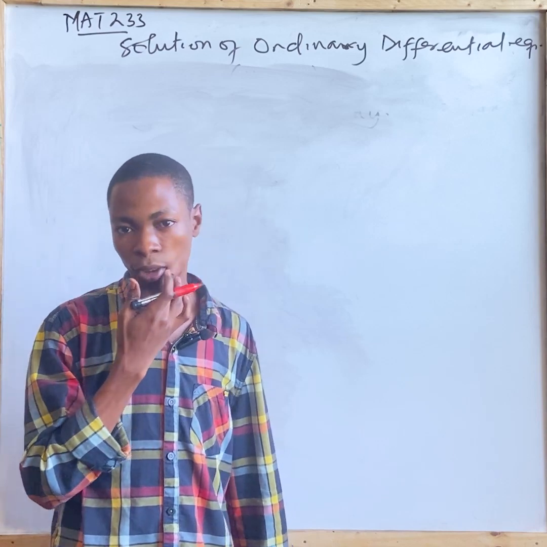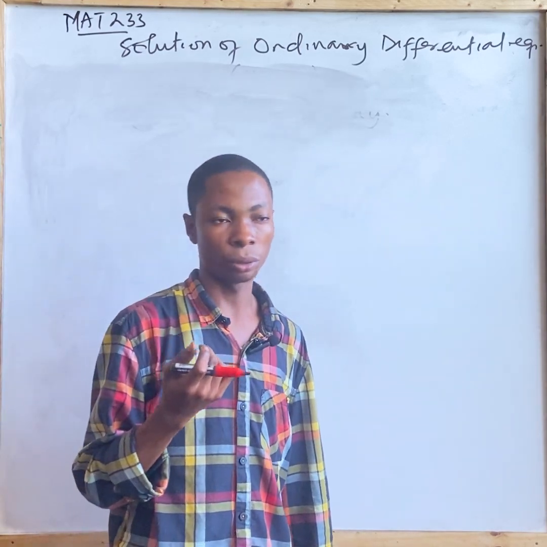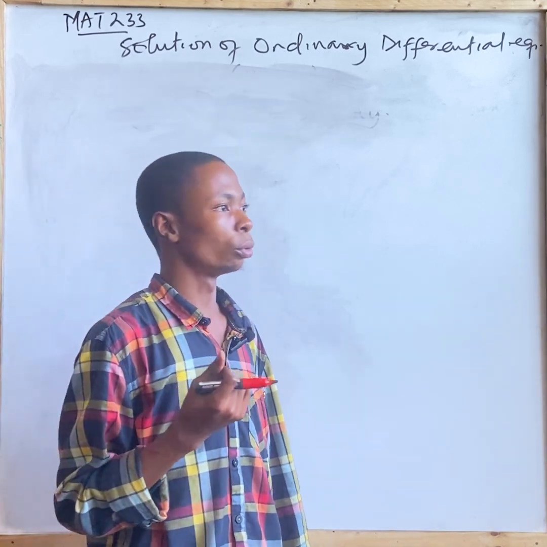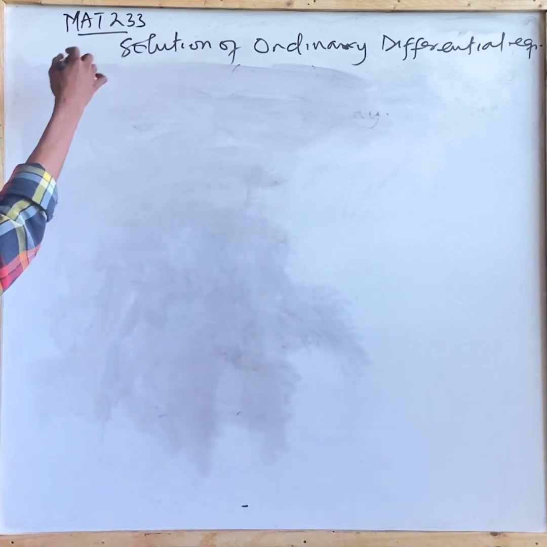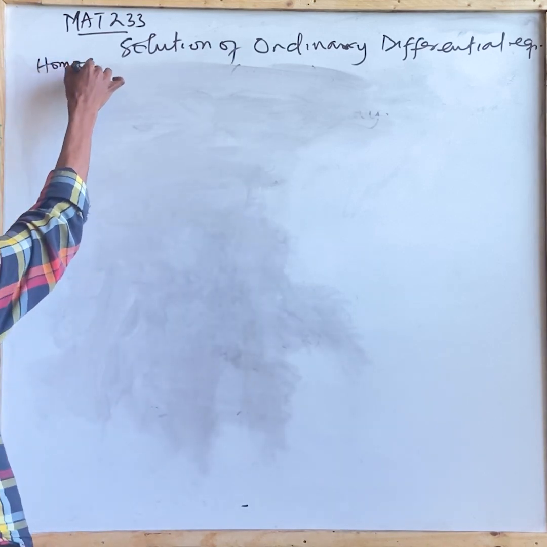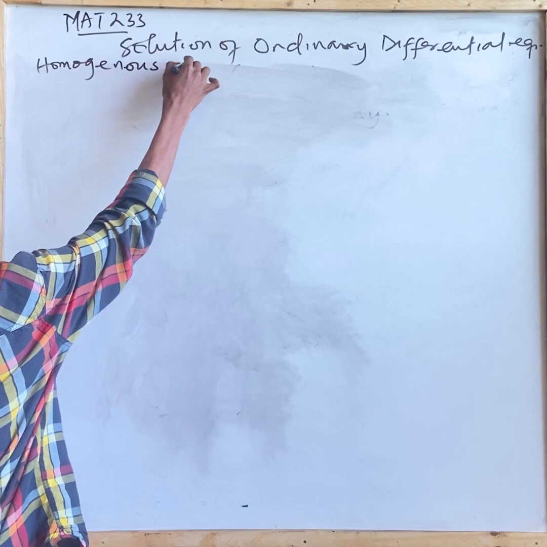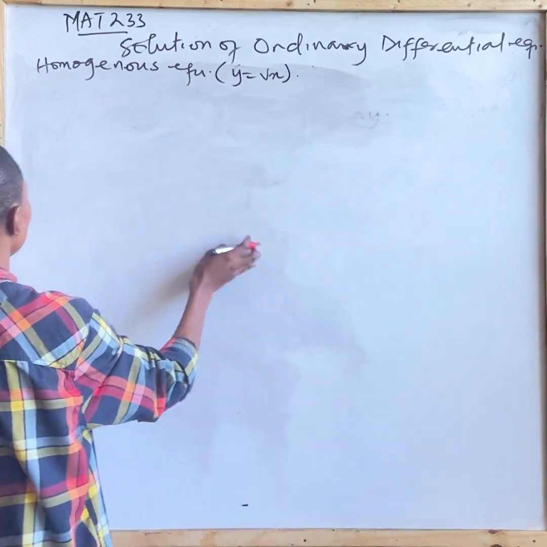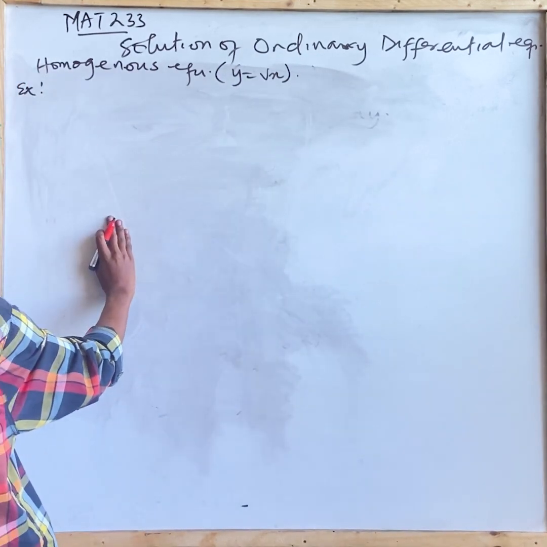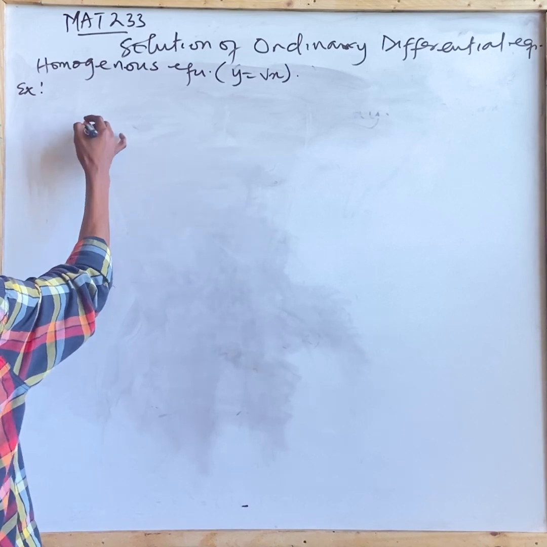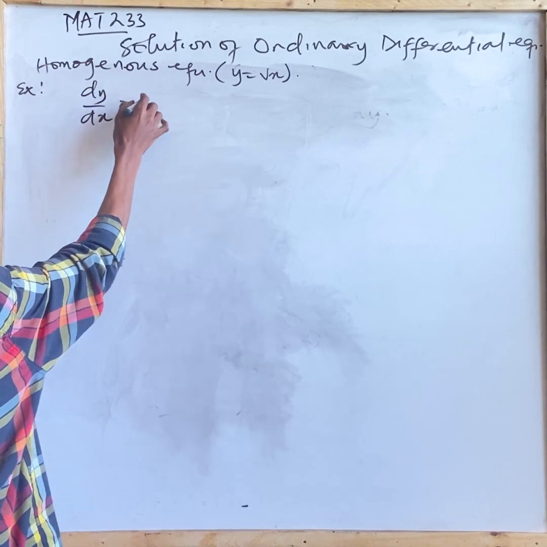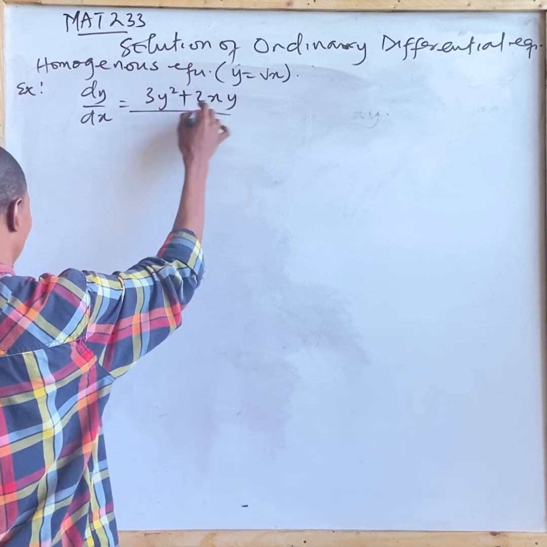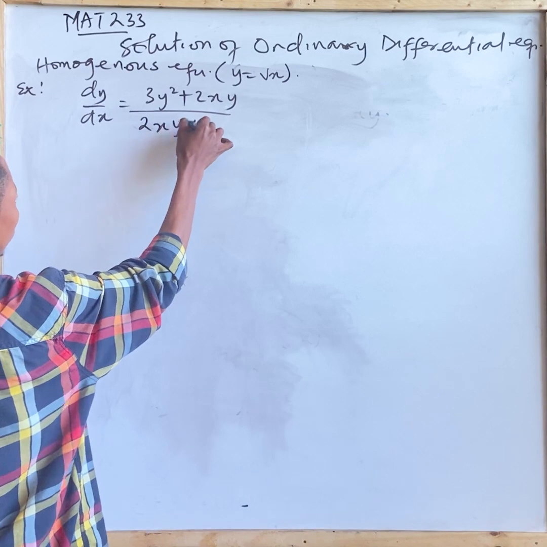In our last video, we talked about how to solve differential equations using direct integration and by variable separable. Today, we want to look at how to use the homogeneous equation, which is y equals vx. So, let's take for example, we're asked to solve dy/dx is equals to 3y squared plus 2xy all over 2xy plus x squared.